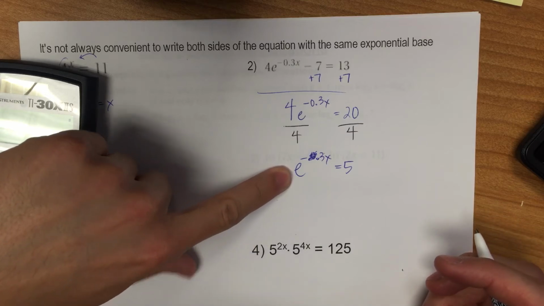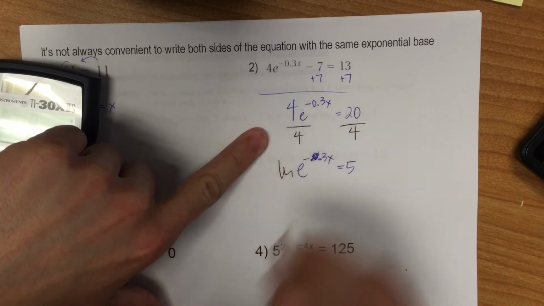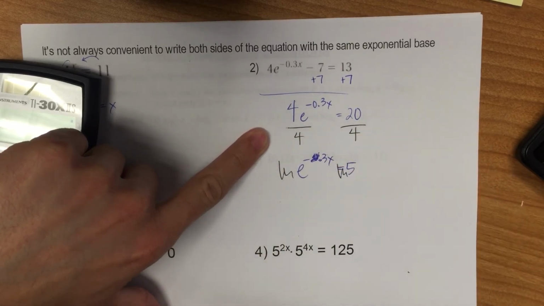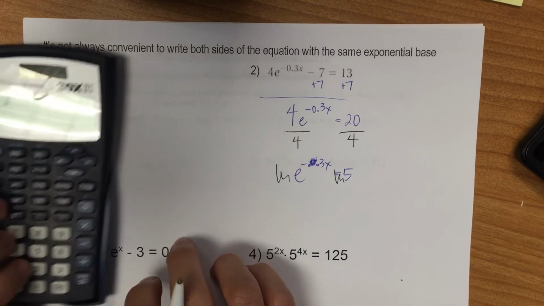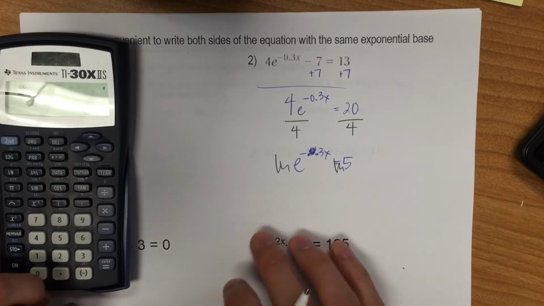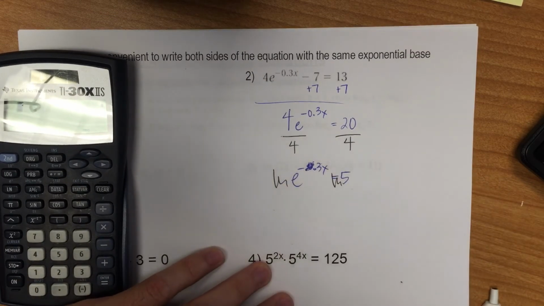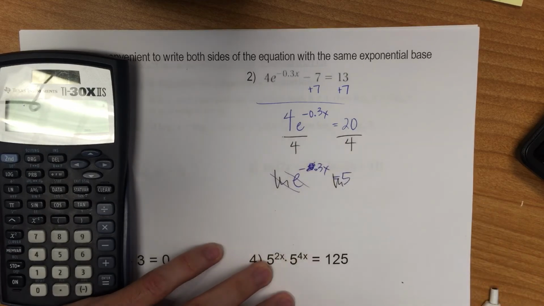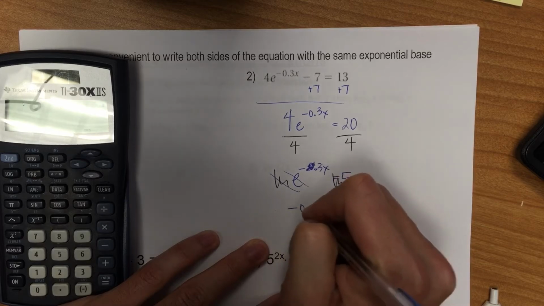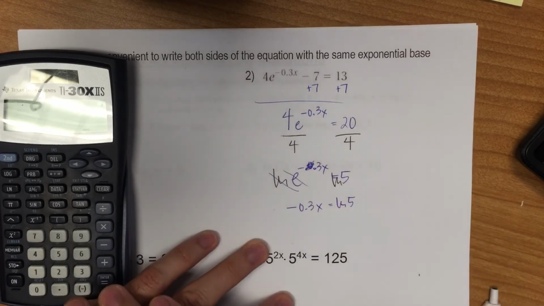The logarithm form of e is natural log. So if I do the natural log of both sides, and I do the natural log of 5, the nice thing about this problem is my calculator has a natural log button. So use the button that we have. So if I do that, these two things cancel out because they're inverses, and you get negative 3/10 x equals the natural log of 5.